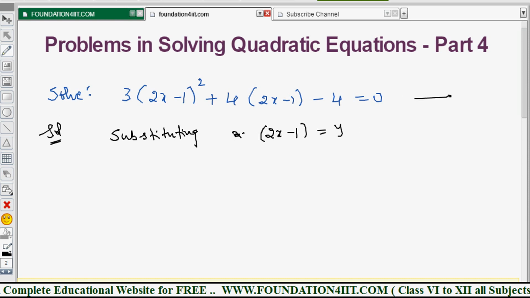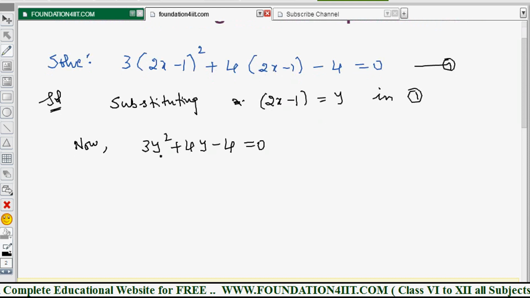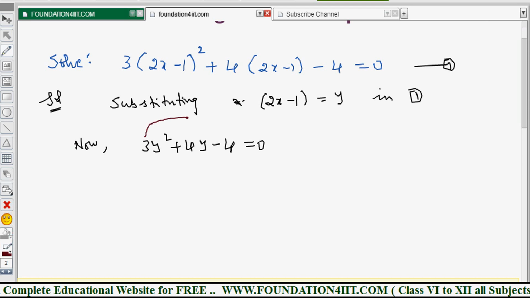So in this equation, if it is equation 1, then the question will be changed in terms of y. That is 3y square plus 4y minus 4 is equal to 0, right? So it will be changed. Now you can imagine this is a quadratic equation in terms of y, and we will solve it first. Here it is 3 and minus 4. Now this is the general form. The y square coefficient is 3 and the constant is minus 4. If you multiply, that is minus 12.